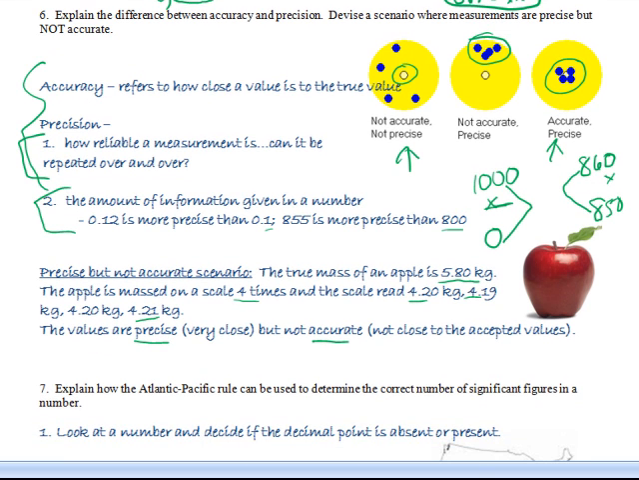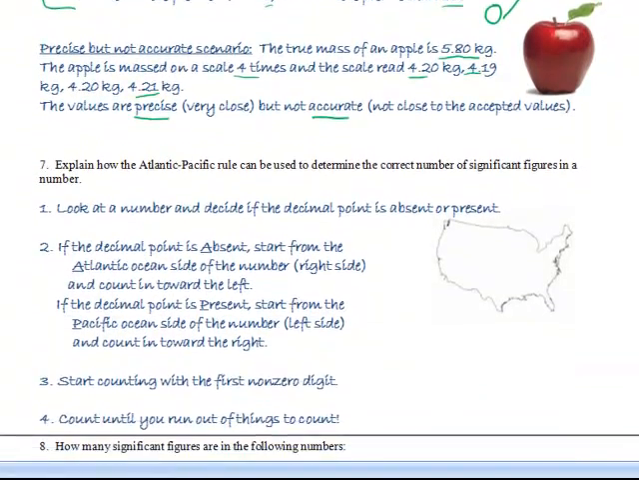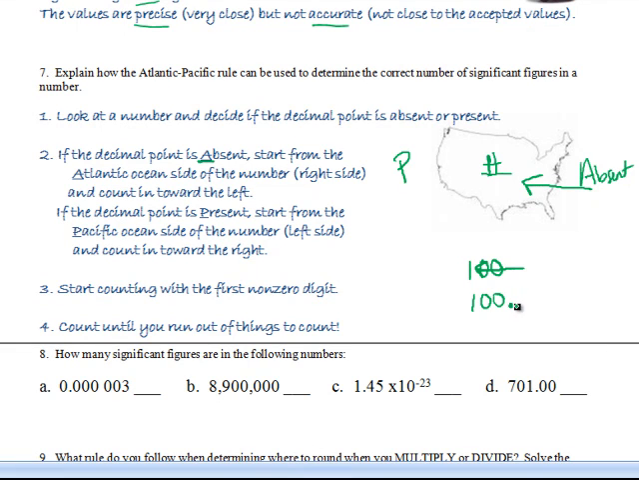Now the next part says, explain how the Atlantic-Pacific rule can be used to determine the correct number of sig figs. Now what you need to do is imagine your number is the United States. And hopefully you know that this is the Atlantic side and this is the Pacific side. If the decimal point is absent, so if you look at a number like 100 and you don't see the decimal point, then you're going to come in from the Atlantic Ocean side because it's absent. So you're going to look at the number this way. If the decimal point is present, let's say the decimal point's there or it's even 100.0, then you're going to come in from the Pacific Ocean side into the number.